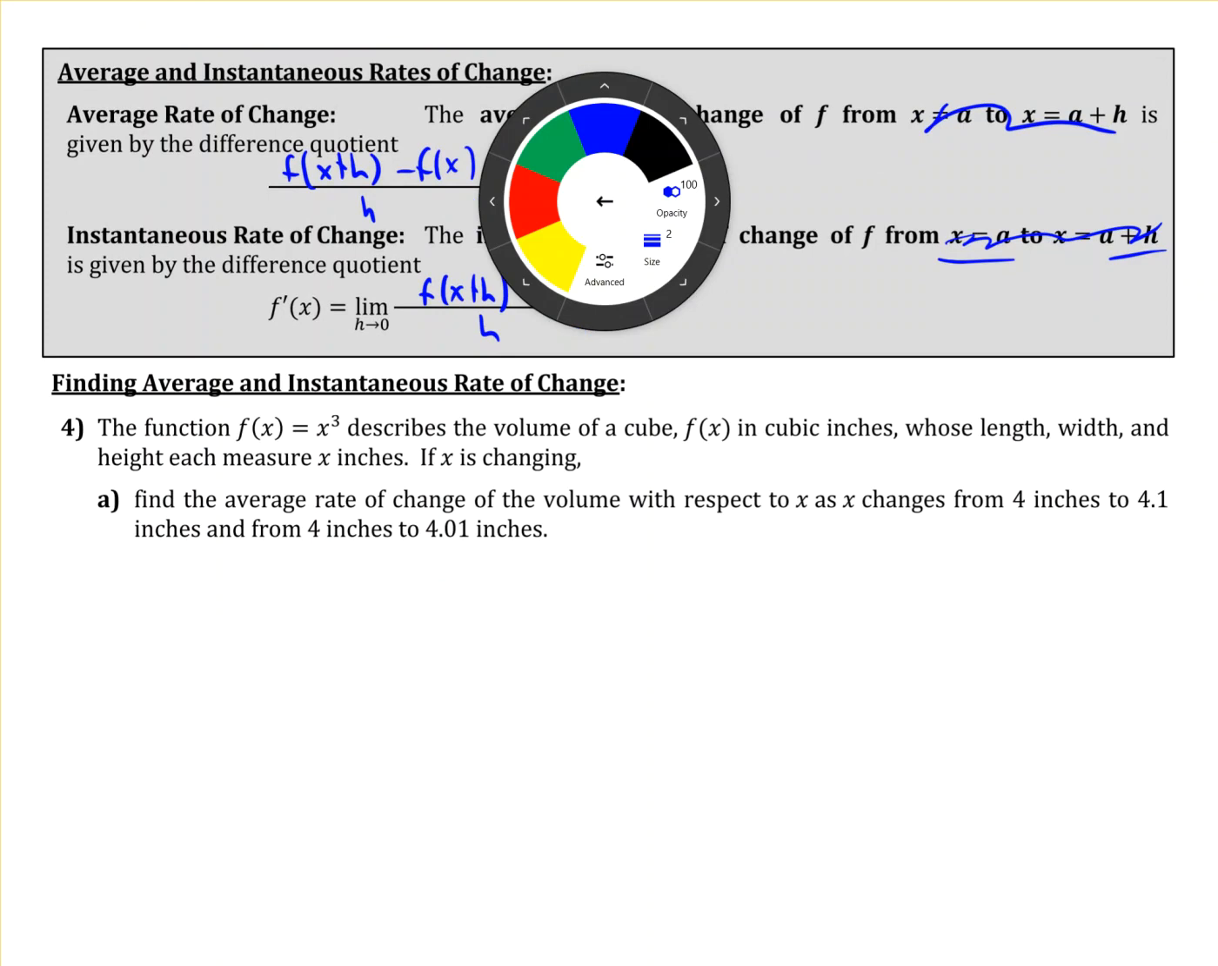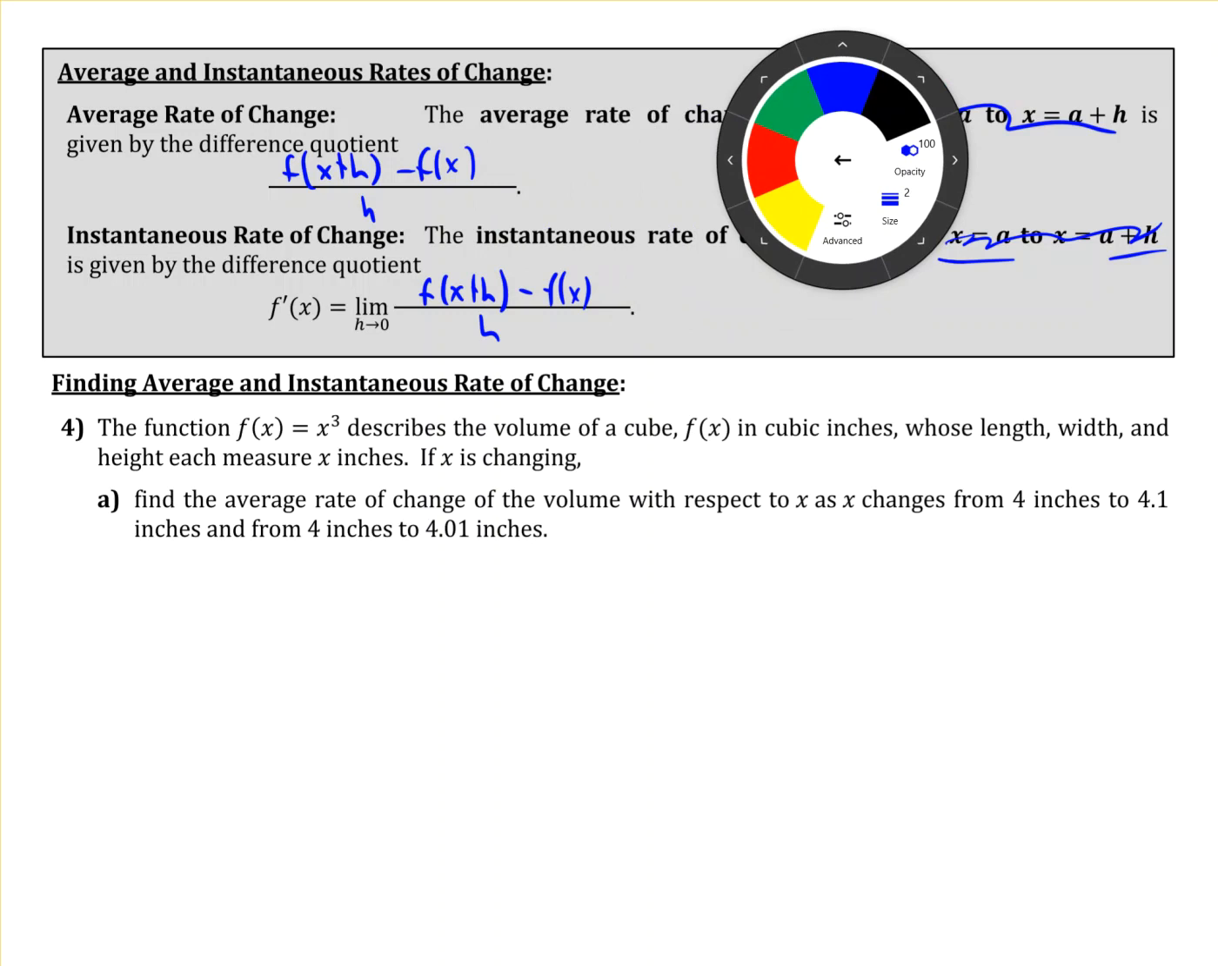So the function f of x equals x cubed describes the volume of a cube, where the length of a side is x. Find the average rate of change of the volume with respect to x as x changes from 4 to 4.1 and from 4 to 4.01. All right, so remember, we're going to use this top equation, f of x plus h minus f of x over h. And in this case, for this first one, h is going to equal 0.1. That's the difference. From 4 to 4.1 is 0.1. So I end up with 4.1 cubed minus 4 cubed over 0.1.